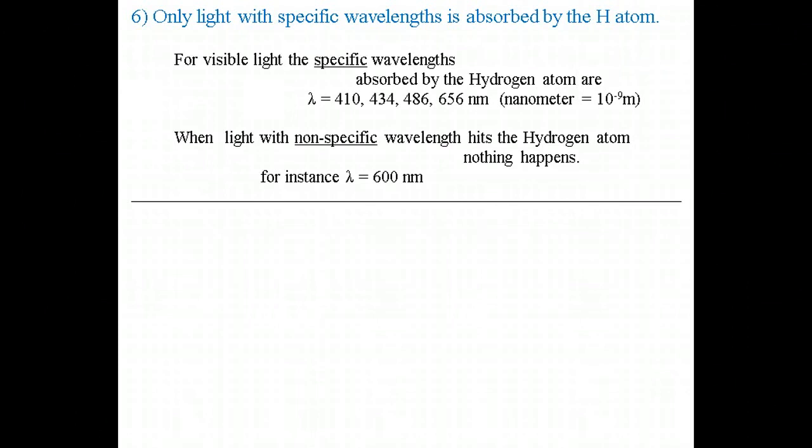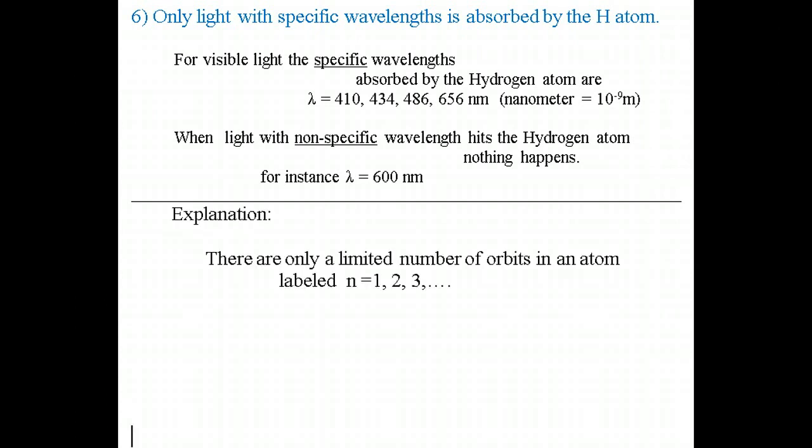Our sixth observation was that only light with specific wavelengths is absorbed by the hydrogen atom. For the visible light, these specific wavelengths are lambda equals 410, 434, 486, 656 nanometers. When light with non-specific wavelengths hits the hydrogen atom, nothing happens. For instance, if you shoot photons of the wavelength lambda equals 600 nanometer, then the electron will not react.